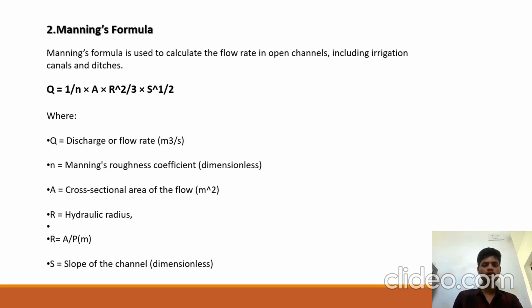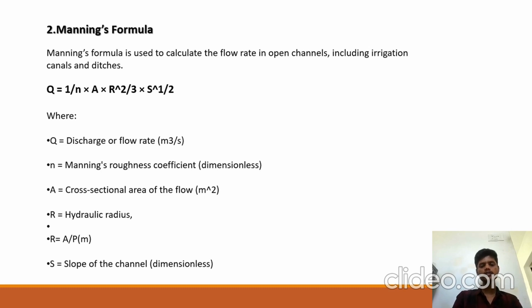Manning's formula is used to calculate discharge in open channel flow, including irrigation channels and ditches. This formula is based on various elements such as roughness of the channel, slope of the channel, and hydraulic radius of the channel. The formula states that Q is equal to 1 by N into A into R raised to the power 2 by 3 into S raised to the power 1 by 2.